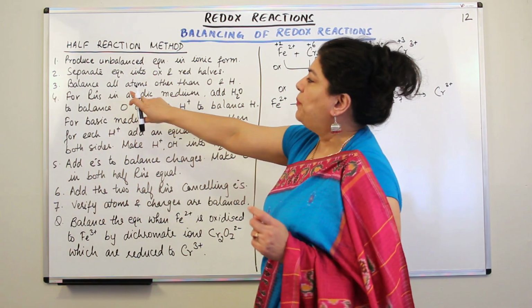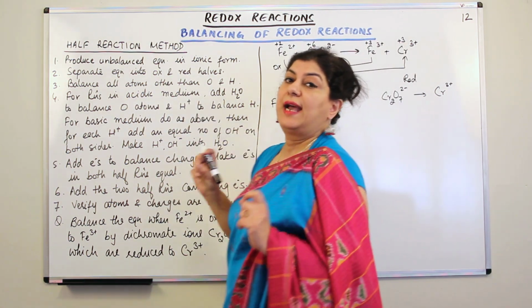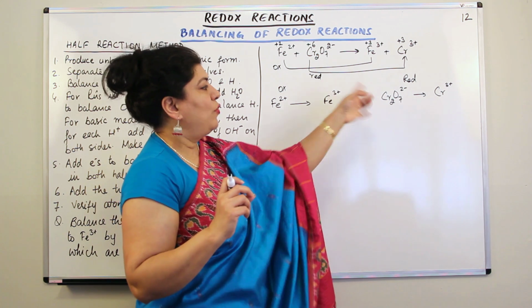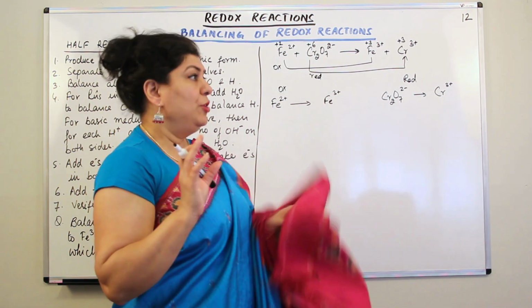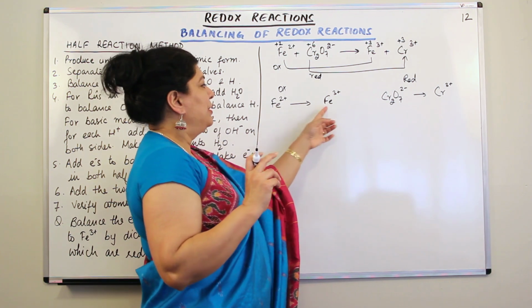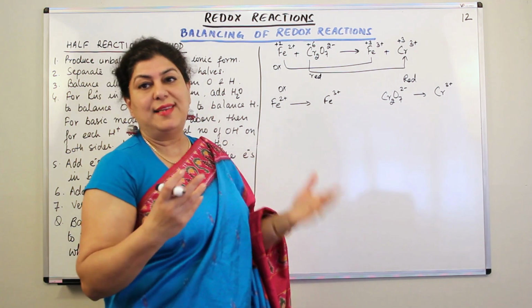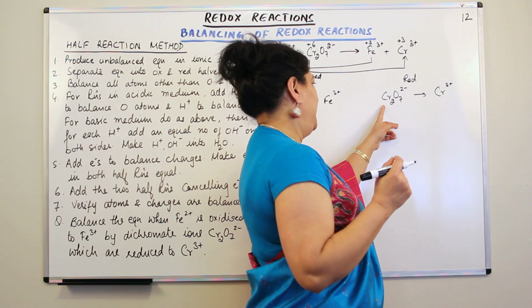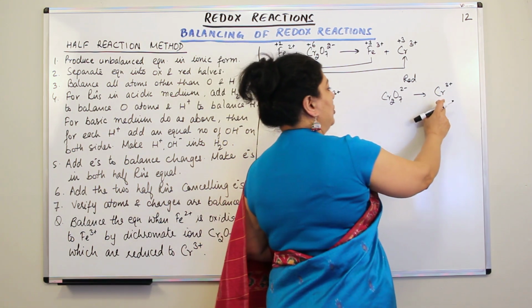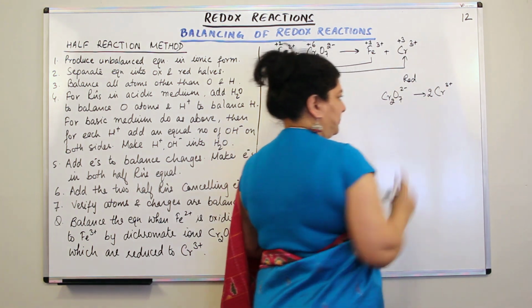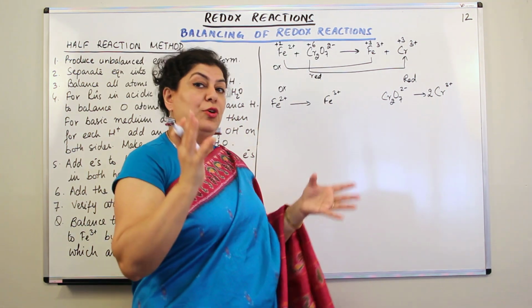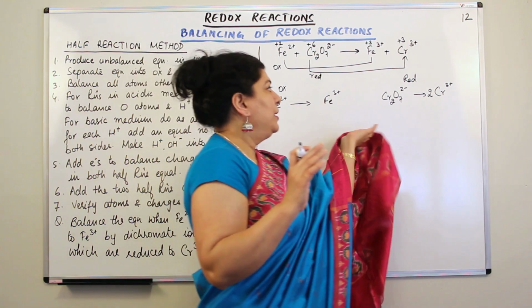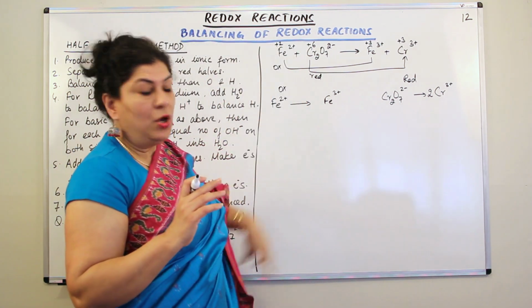In the next step, you have to balance all atoms other than oxygen and hydrogen. Now, in this, we have iron, and in this we have oxygen. So it is only oxygen and hydrogen which have to be ignored. So let us see, in the case of Fe2+ to Fe3+, the number of iron atoms on both sides is equal. So this is already balanced. In this case, you have 2 chromiums on the reactant side, but there is only 1 chromium on the product side. So you will multiply chromium. You got the chromium, that is, all atoms other than oxygen and hydrogen are now balanced. You balanced chromium in the reduction half and you balanced iron in the oxidation half.